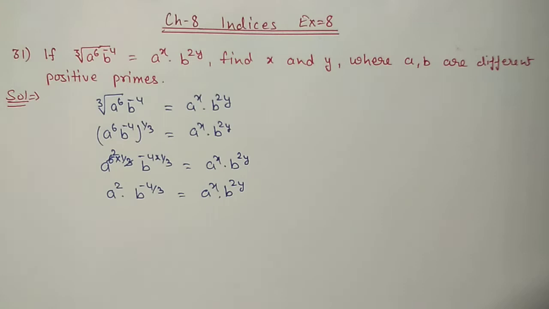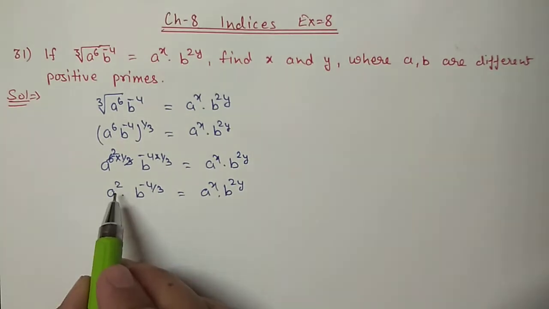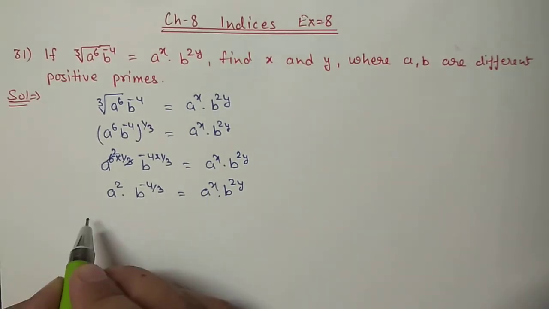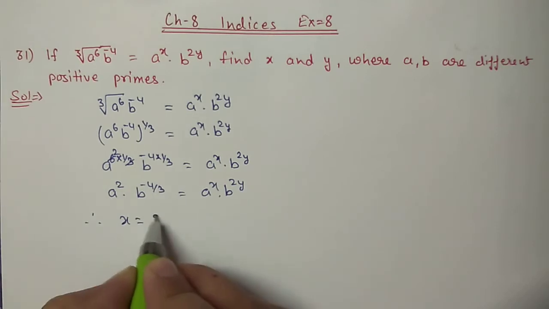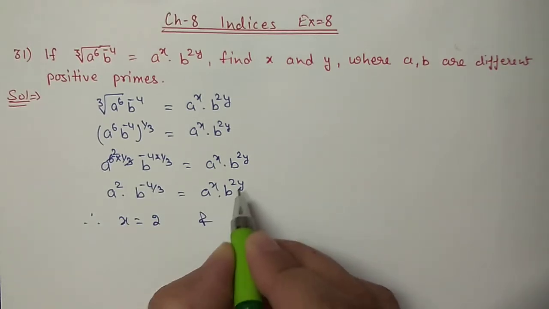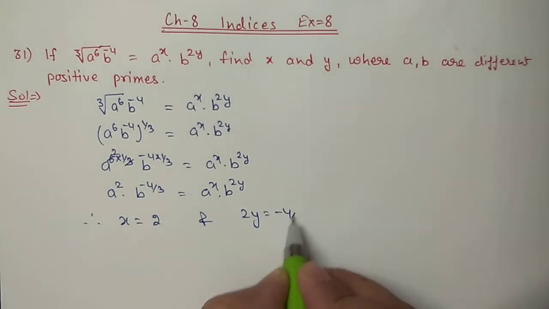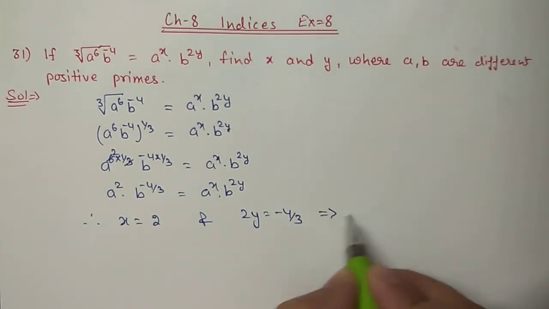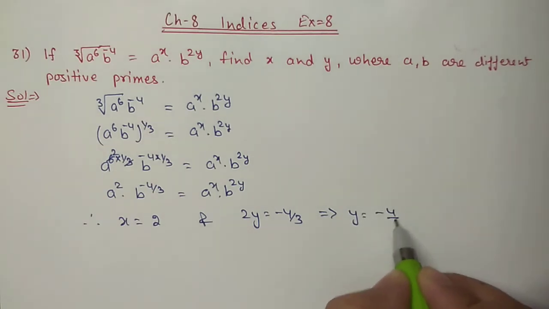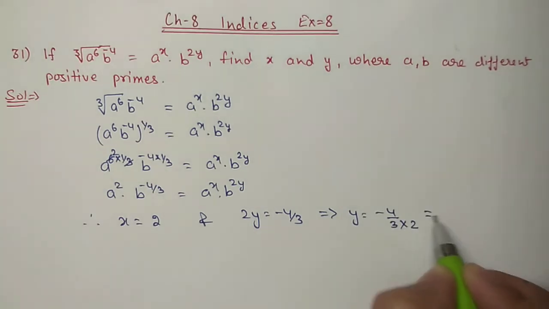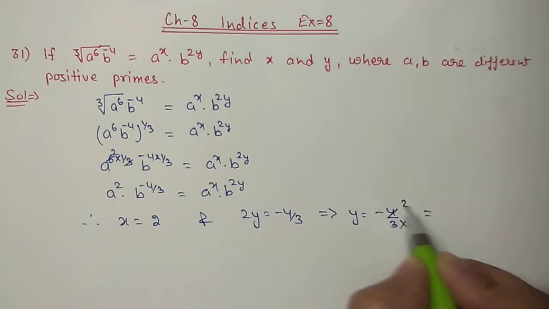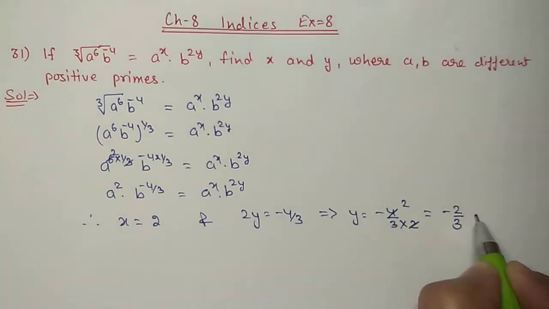We can compare the same base. Here a to the power 2, this side a to the power x. It means x value is 2. And here b to the power 2y, and this side b to the power minus 4 by 3. So it means y value is minus 4 by 3 divided by 2. You can cancel with 2, it will be minus 2 by 3.